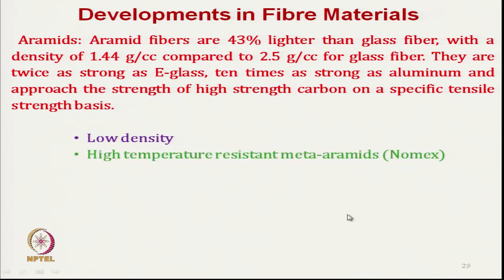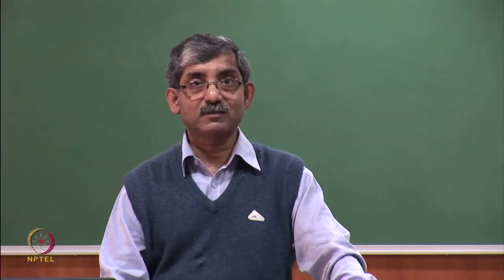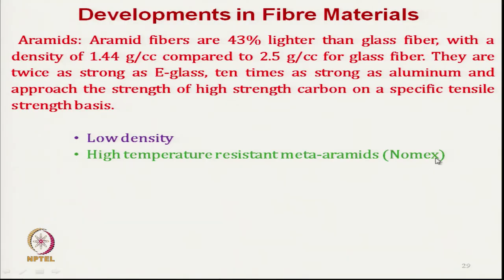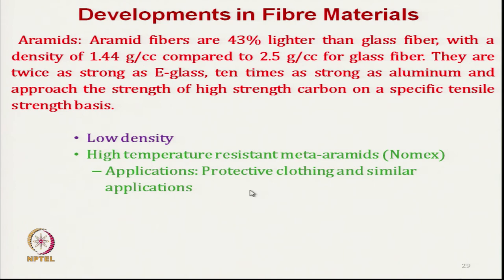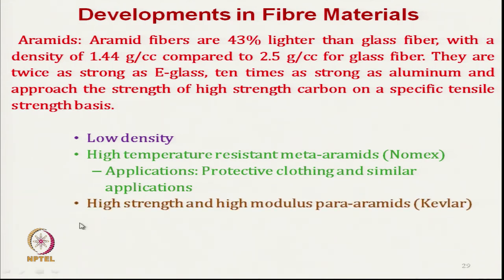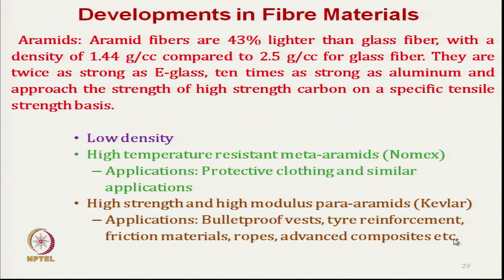and high temperature resistance. Particularly meta aramid fibers are high temperature resistant. Nomex is a fiber produced by DuPont. Their applications are protective clothing and similar high temperature applications. High strength and high modulus para-aramids, for example Kevlar, are used for bulletproof vests, tire reinforcement, and ropes. So, the high strength and high modulus fibers are used in this area. These specific characteristics are not present in commodity fibers.